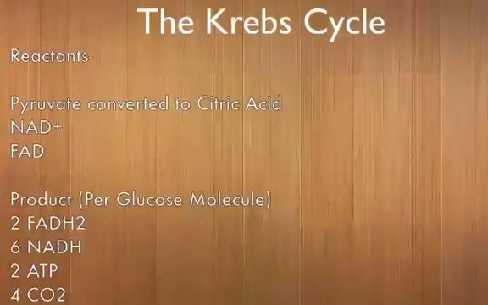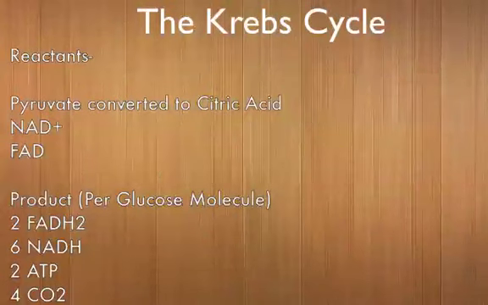In the Krebs cycle, there are 3 reactants: pyruvic acid, NAD+, and FAD. Pyruvic acid is converted to citric acid, and NAD+ is converted to 6 NADH, which is like an electron carrier bus. FAD is converted to 2 FADH, which is also an electron carrier bus. In the process, 2 ATP are formed, and 4 CO2 molecules are released out of the cell.